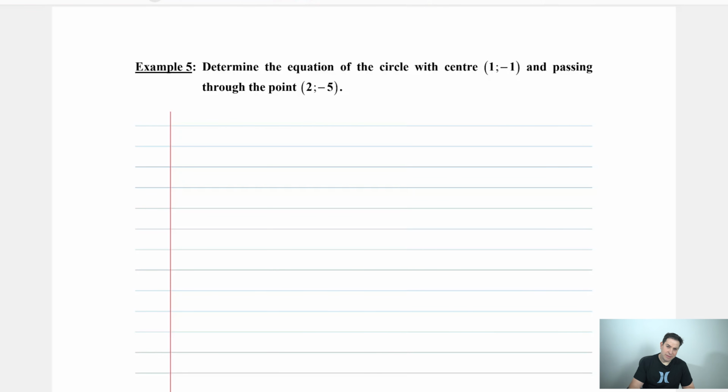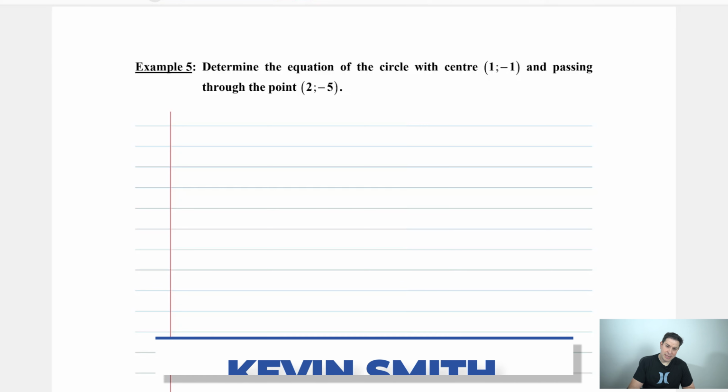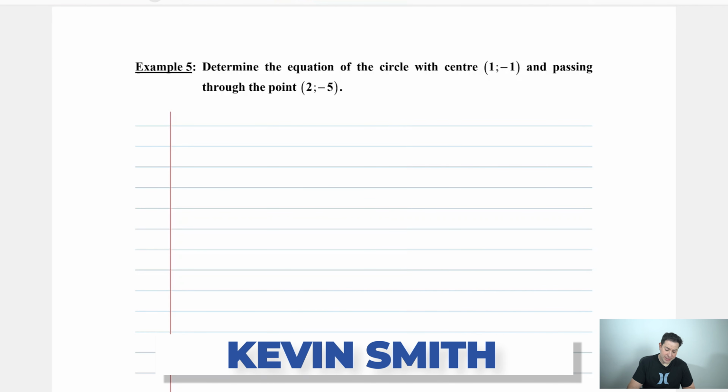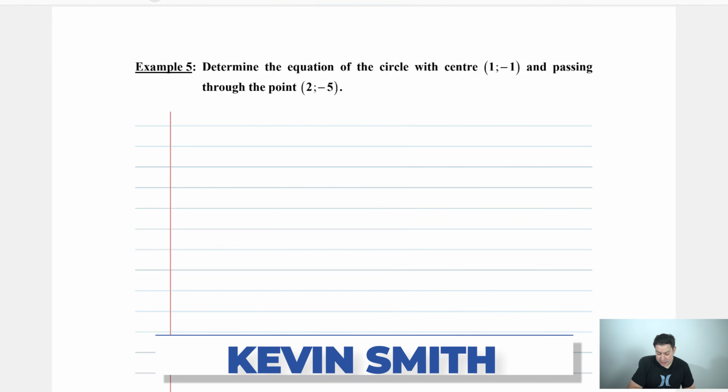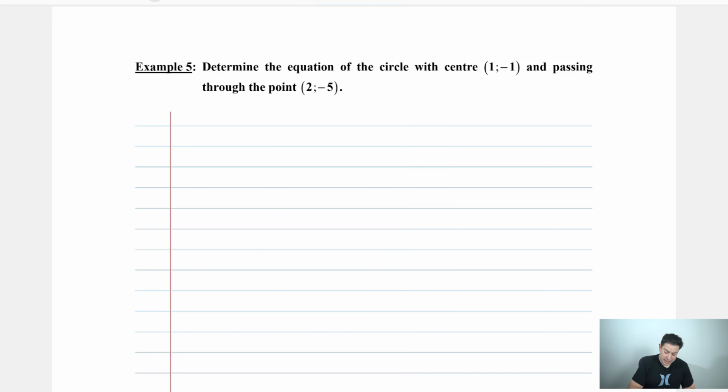In this video, we'll be covering example 5 in the grade 12 Maths Handbook and Study Guide on page 213. The question reads, determine the equation of the circle with center (1, -1) and passing through the point (2, -5). So (2, -5) are x and y values on the circumference of the circle.